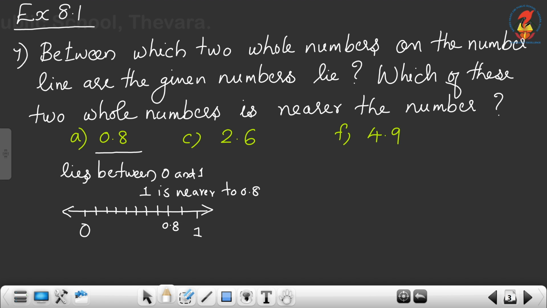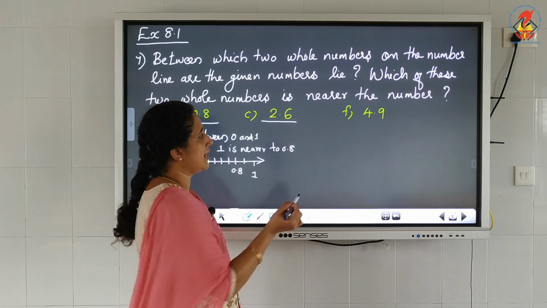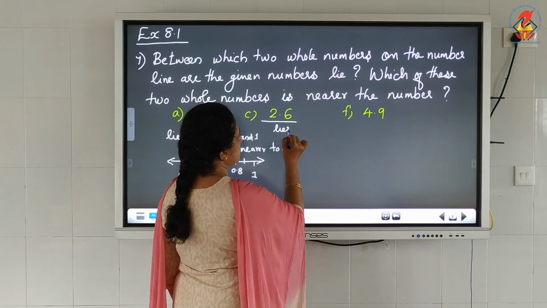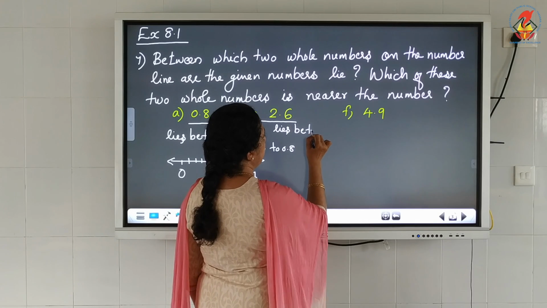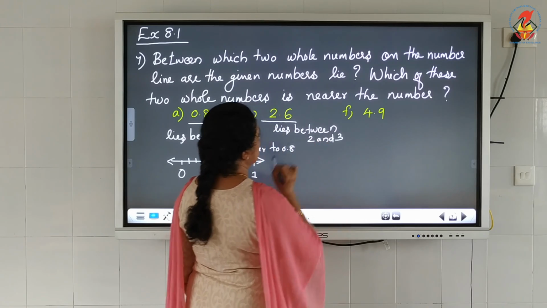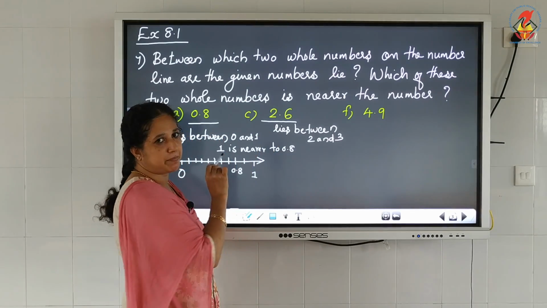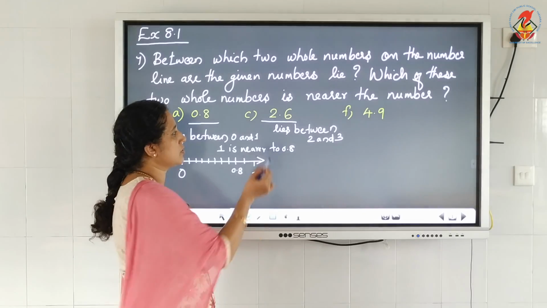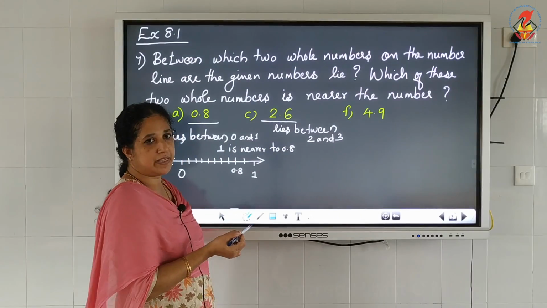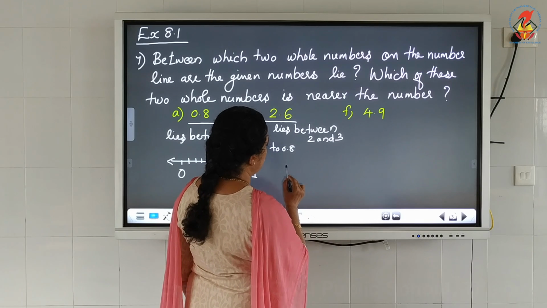So 1 is nearer to 0.8. Now the second number, 2.6. 2.6 lies between 2 and 3, because 2 is the whole number part, so the next whole number is 3. So we can say that 2.6 lies between 2 and 3. Now 2.6 is closer to which whole number?